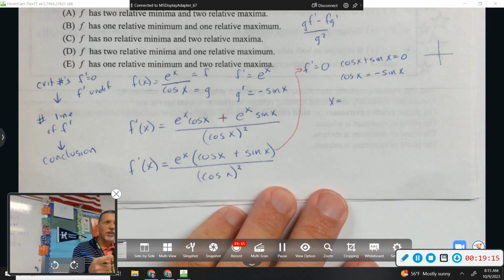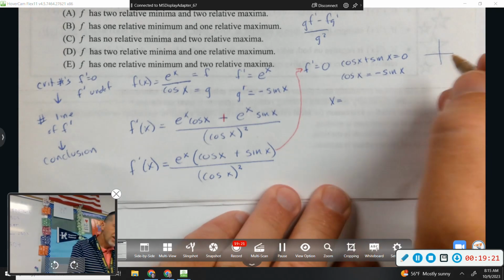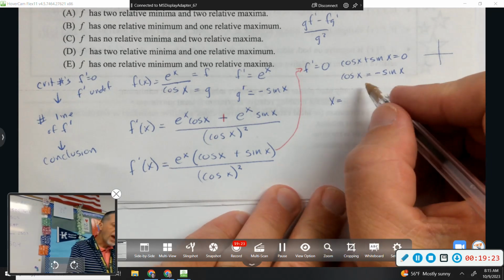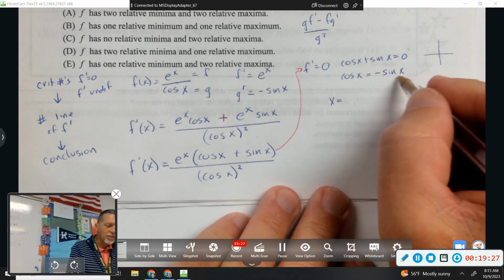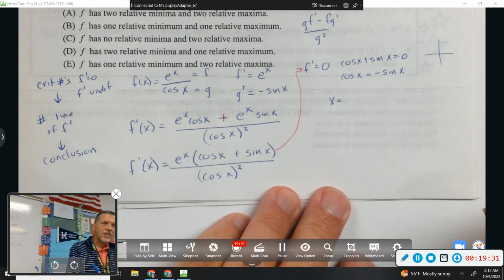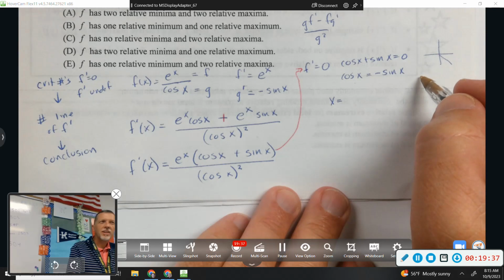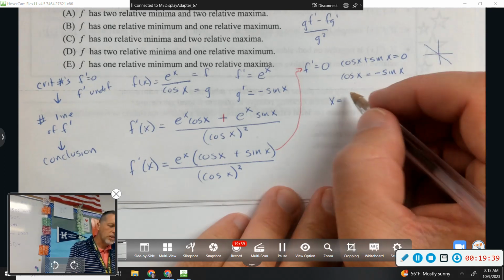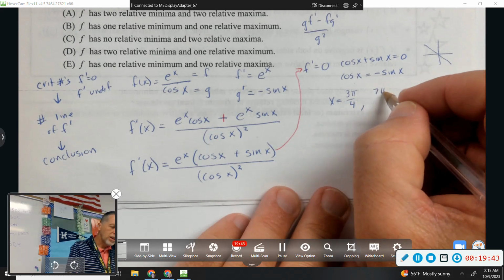So it's definitely the over 4s, right? Because that's root 2 over 2. So I know it's something over 4. So what quadrants have a different positive or negative for cosine and sine? Fourth, yes. In the third, they're both negative. So second and fourth. So 3 pi over 4 and 7 pi over 4.